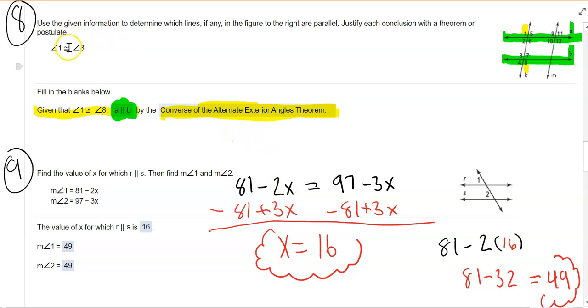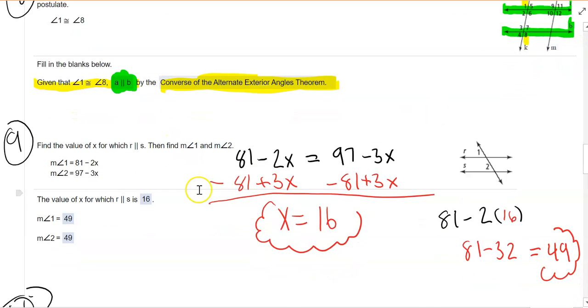Same approach here to number 8. 1 and 8 are congruent to each other. So we look at 1 and 8. I have those highlighted in yellow, and we see that those are alternate exterior angles. So that's what comes in here. And then we need to look at what goes through this. Remember, we need one line to go through each. We don't need one line to go through both of them. That's the transversal. All right, so I need A and B to be parallel.